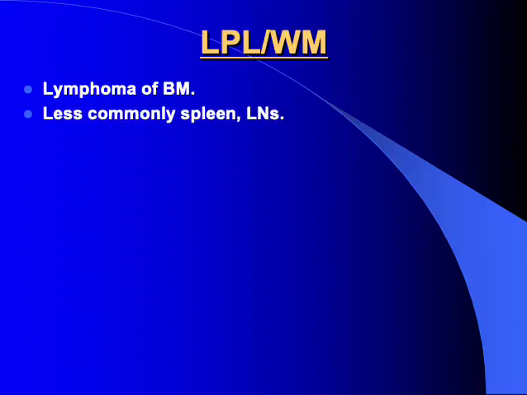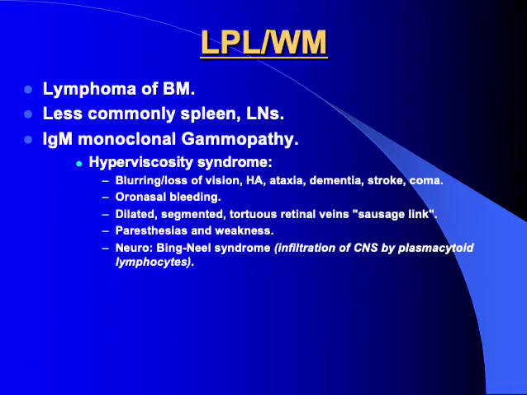Waldenstrom macroglobulinemia or lymphoplasmacytic lymphoma is a lymphoma of the bone marrow. Less commonly it could involve the spleen and/or lymph nodes. It is characterized by IgM monoclonal gammopathy, which leads to hyperviscosity syndrome, which presents as blurring of vision, headache, ataxia, or dementia, or stroke, or even coma, or nasal bleeding.